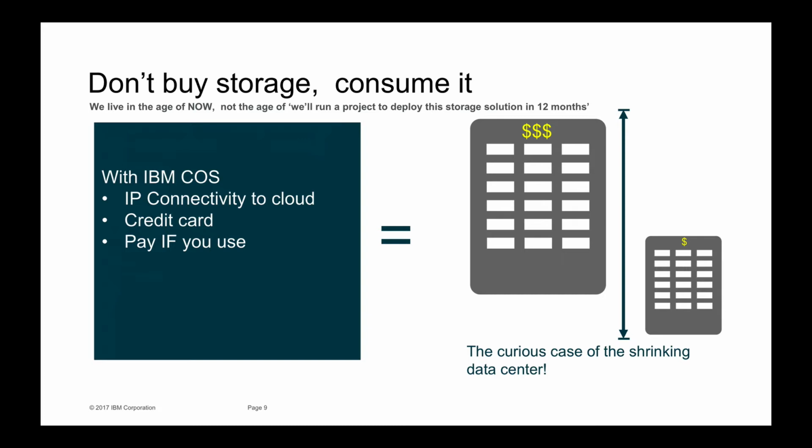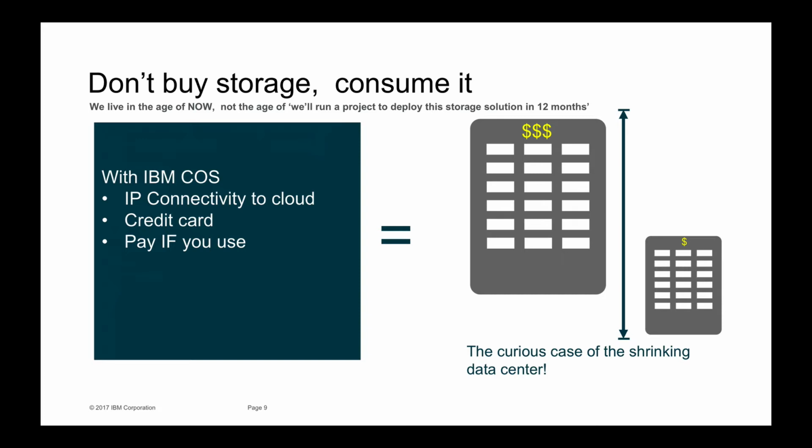Don't buy storage, consume it. It seems very simple. With IBM Cloud Object Storage, all that you need to start consuming storage is some IP connectivity to the cloud. This could be via the internet, it could be via VPN, it could be via a private link. You need a credit card to consume it.